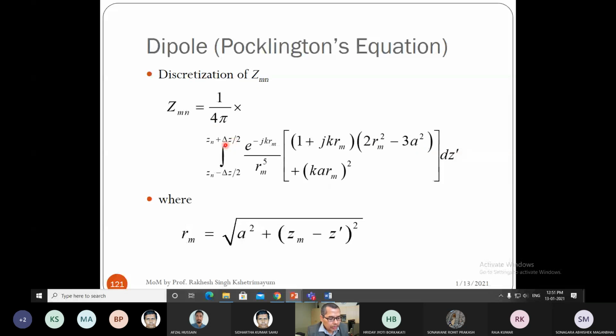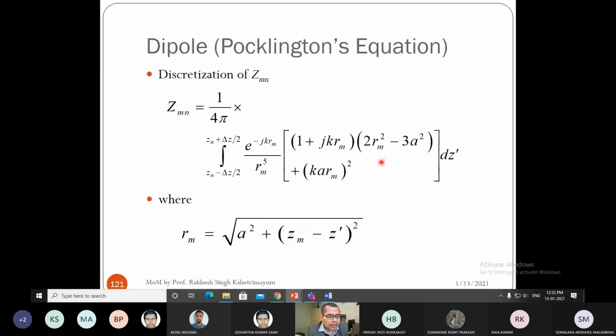1 by 4 pi, you have integration over the interval. Nth interval is from Zn minus delta Z by 2 to Zn plus delta Z by 2. This is the Riemann expression. What is Rm? Rm is square root of a square plus Zm minus Z dash whole square. Zm is the observation point, Z dash is the source point. So depending on different values of Z dash, Z1, Z2, Z3, you can have Rm1, Rm2 and so on. This you need to calculate. This you need to integrate.